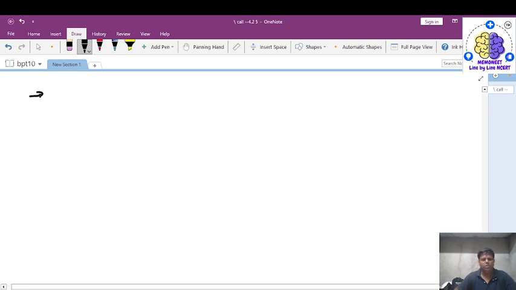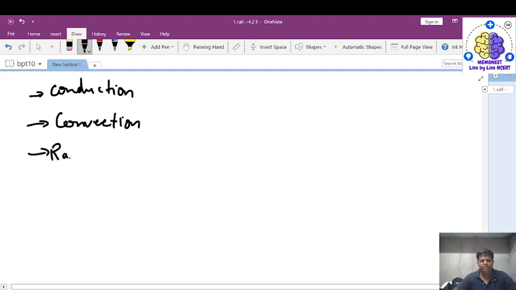The first mode is conduction, and second is convection, and third is radiation. Right? Understand these three modes of heat transfer. I will give you an example.